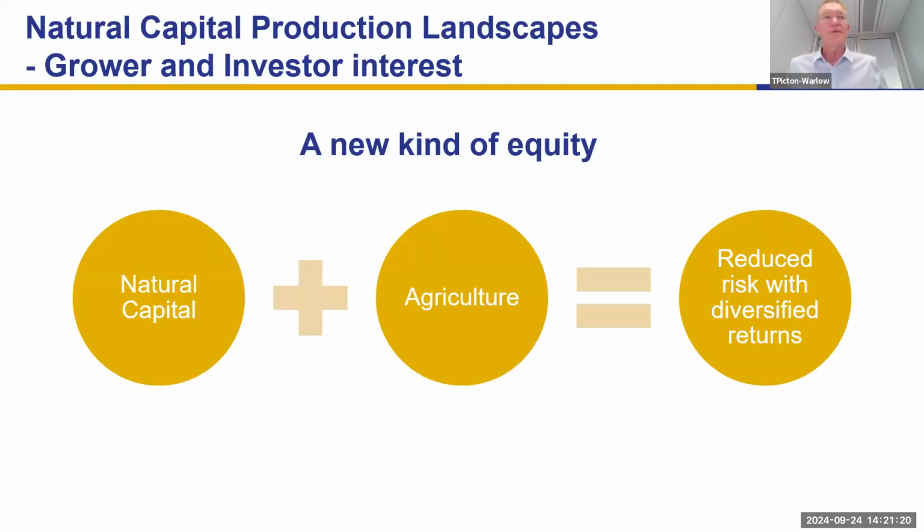So here's the big formula. If you remember one thing today, just remember this. It's natural capital plus agriculture equals reduced risk with diversified returns. That's the formula for everyone to remember today. So store it away because it's really important. This is the one that really helps drive everything. And it's fundamental to the way that we're thinking about things in this project.